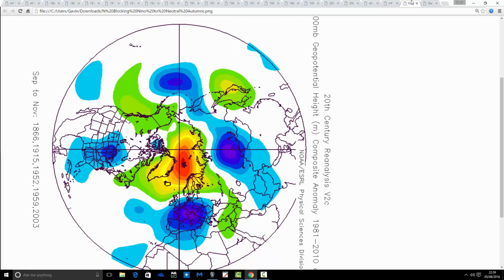The next set of years is those years that were cold autumns, had northern blocking, and for those autumns, we come out looking like this, with high pressure to our north and low pressure to our south, and the flow is coming in from the east. Those autumns go from the 1800s again down to 2003.